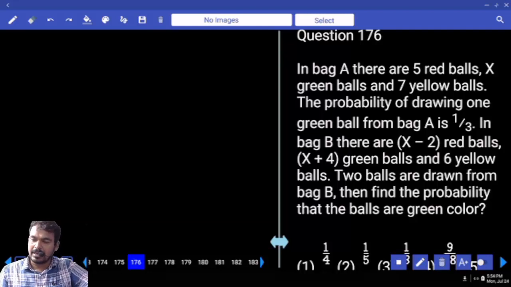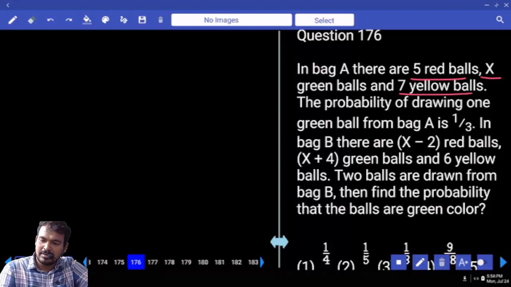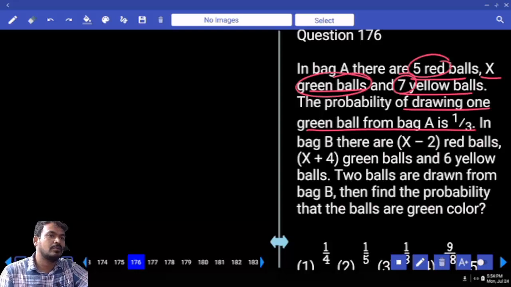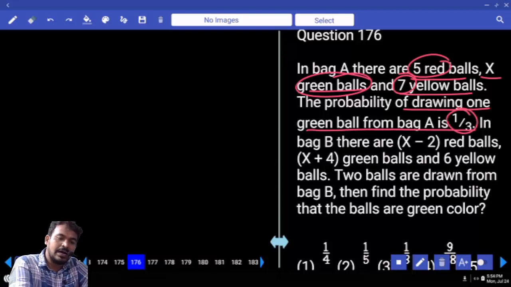First of all, in bag A, how many red balls are there? 5. How many yellow balls? 7. How many green balls are given? Excellent. But here the probability of drawing 1 green ball from bag A is 1 by 3. Other than the green means how many balls? 5 plus 7, total 12. Green probability is 1 by 3, so other than the green, what is the probability? 2 by 3 or not?